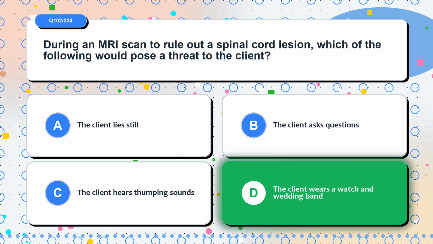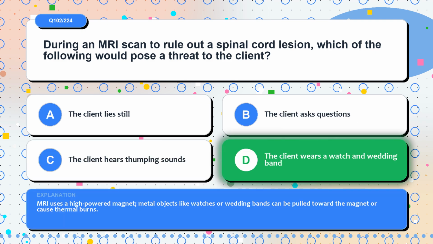The correct answer is option D, the client wears a watch and wedding band. MRI uses a high-powered magnet. Metal objects like watches or wedding bands can be pulled toward the magnet or cause thermal burns.